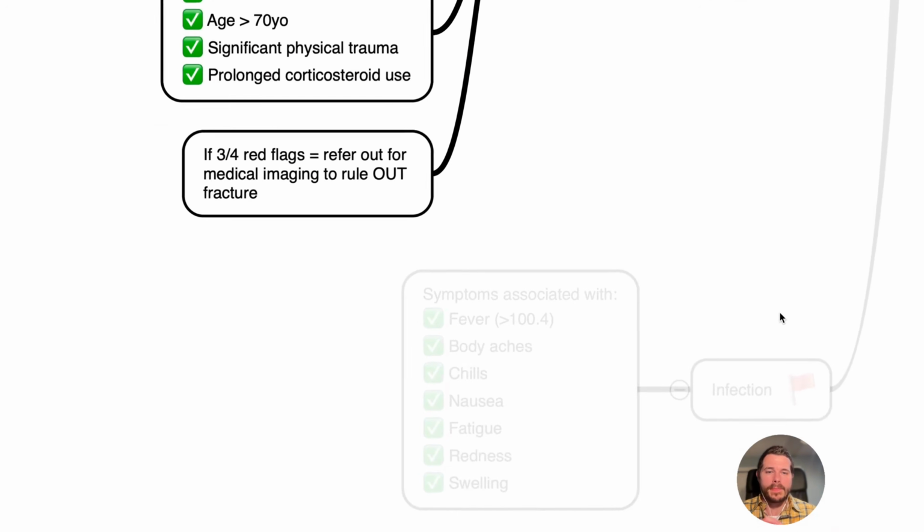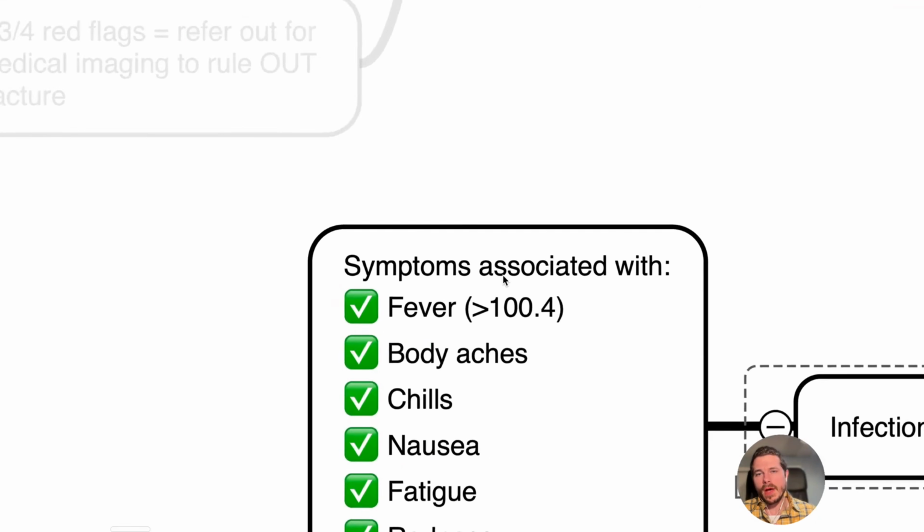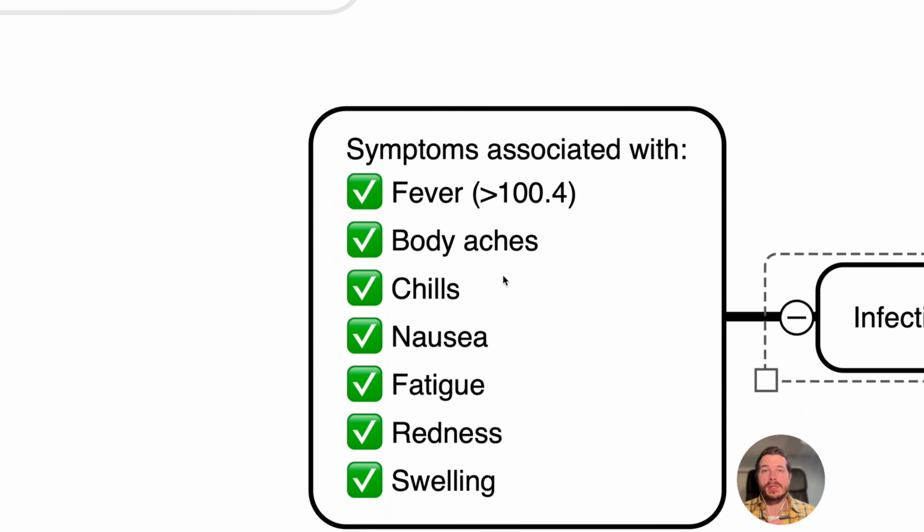All right. Now, infection. Well, if you have back, butt, sciatica symptoms that are associated with you just not feeling well, and there seems to be some correlation there, such as you have a fever of greater than 100.4, that's how we define a fever.